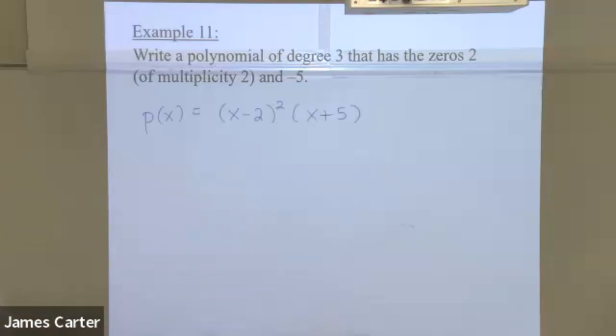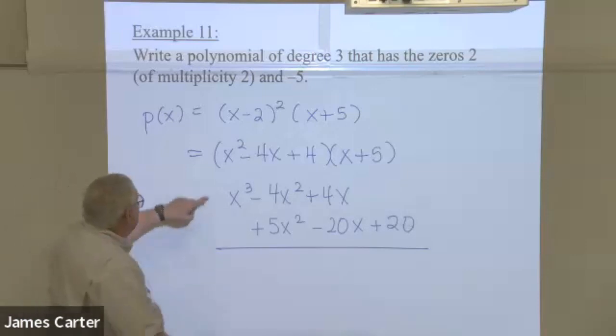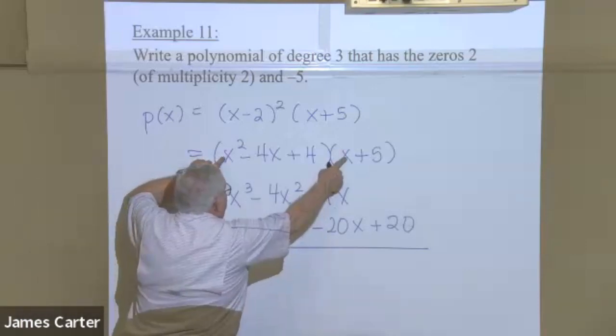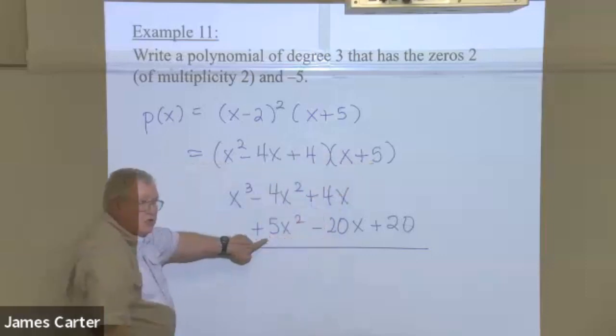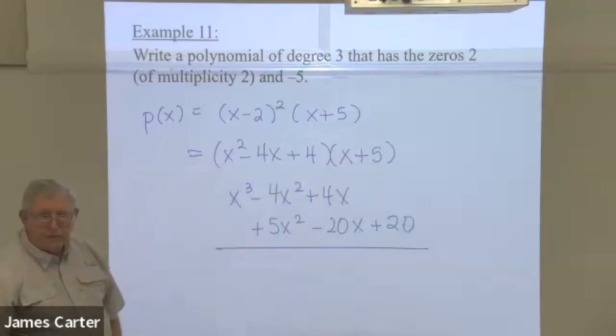All right, here we go. That's what I just said. Now, take this one, multiply it out, you get that. Bring that one down. Now we're going to distribute. Here are the x distributions, and here are the 5 distributions. Okay.